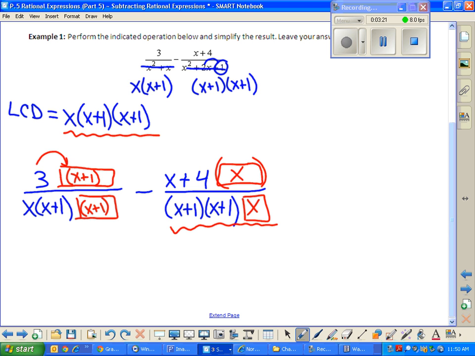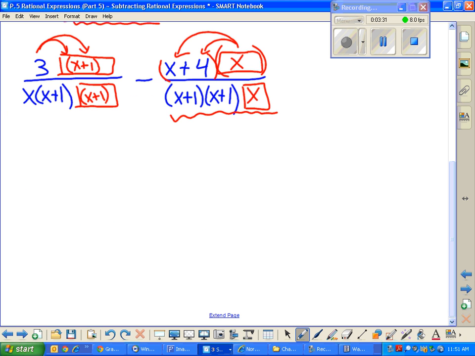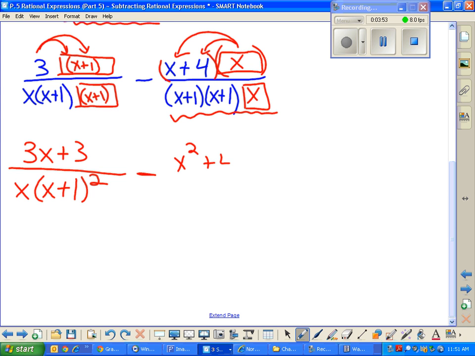I'm going to distribute the 3, and then I'm going to distribute the x into the x plus 4 to multiply those together. So when I distribute the 3 into the first part, I get 3x plus 3, and that's over my LCD, x times x plus 1 times x plus 1, which is the same, by the way, as x plus 1 squared. Yep. Bring down the minus from my original problem. And then I'm going to distribute the x in, so this will be x squared plus 4x over x times x plus 1 quantity squared.